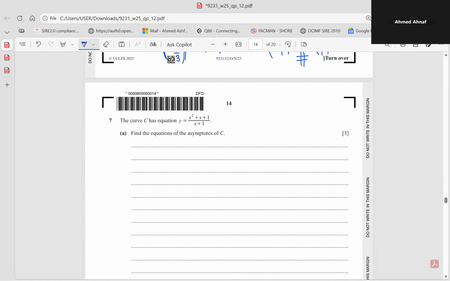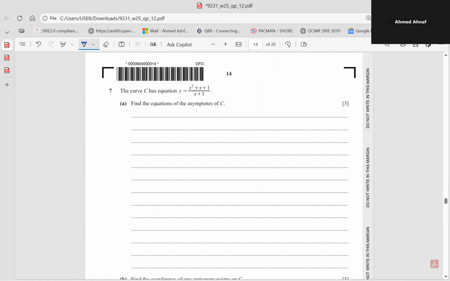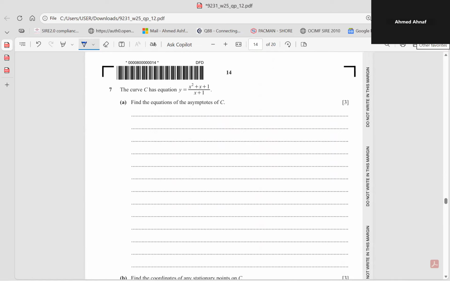Let's move on to the final question. Okay, so for this last question, we are given a curve C that has this rational equation. So curve C is a rational function. And for the first part, we're told to find the equations of the asymptotes of C.